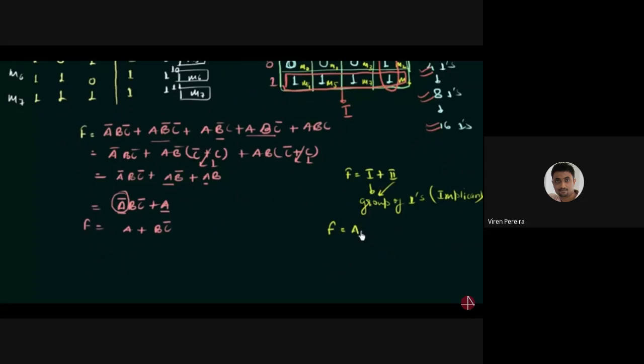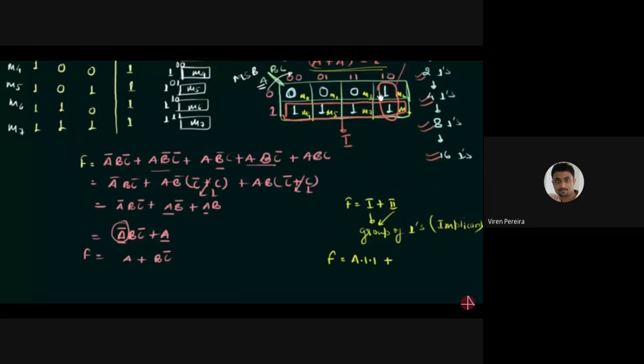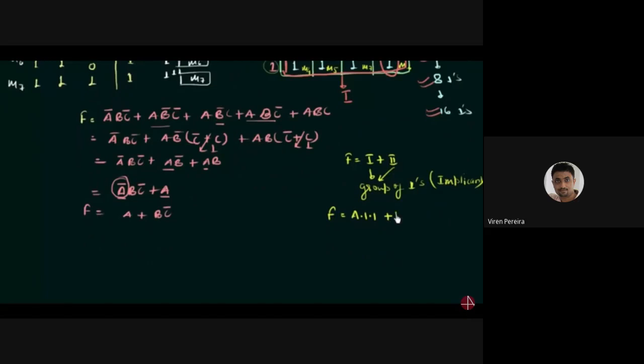In place of B and C I will write 1, plus in the second group of ones I can see that A is changing from 0 to 1, so A will be neglected, but B and C are not changing. B is 1 and C is 0, so I will write it as B C bar. So F is simply A or B C bar, which is similar to the result obtained from the Boolean algebra.